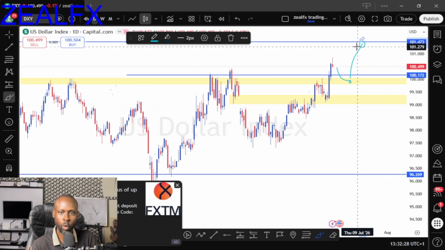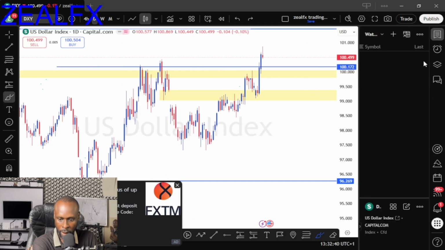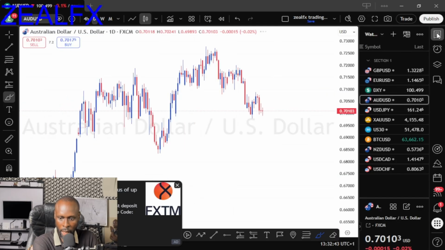But then you also need to confirm the trend. You can also confirm the trend from the higher time frame. So let's continue with the analysis. Let's look at our next pair, which is the Australia USD.